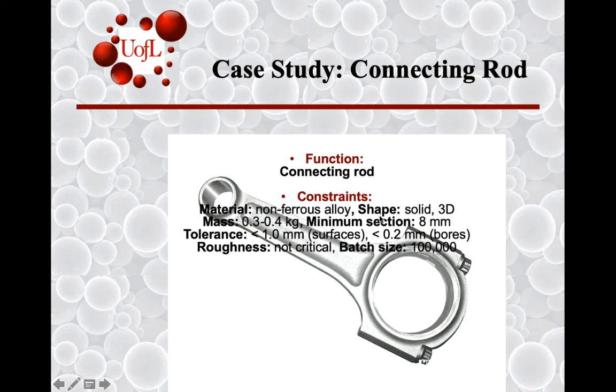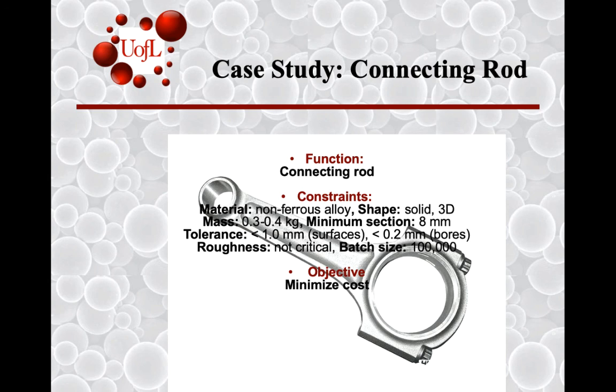The second part is the shape. This is a solid shape, which is 3D. There's a mass-related constraint, under a pound. Minimum section is below a centimeter, about 8 millimeters. Tolerances for these surfaces should be less than a millimeter. Basically, you have enough allowance to machine it if you need to for that range. Within the bores themselves, they're tighter than that, about 0.2 millimeter. Roughness is not critical because you can machine it, or it's not required for the overall use. And batch size, 100,000 is the minimum batch size that's required.